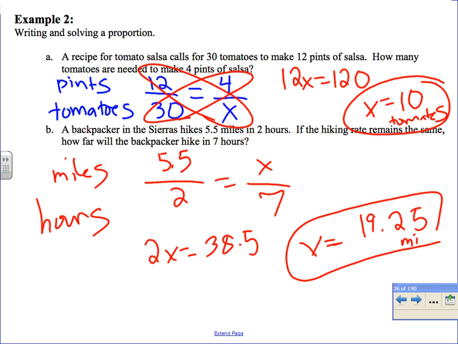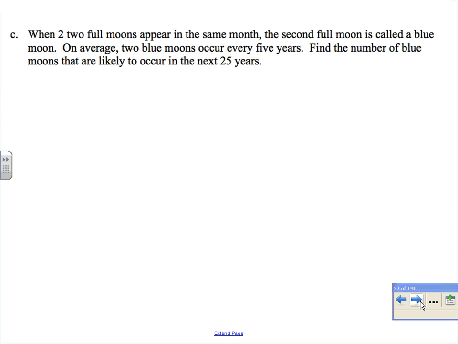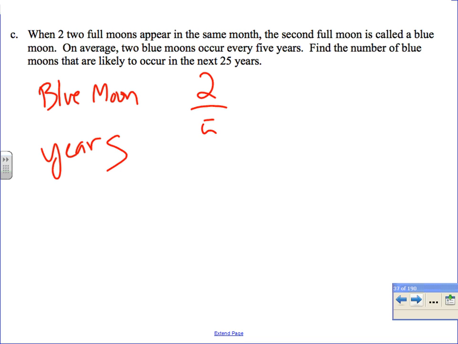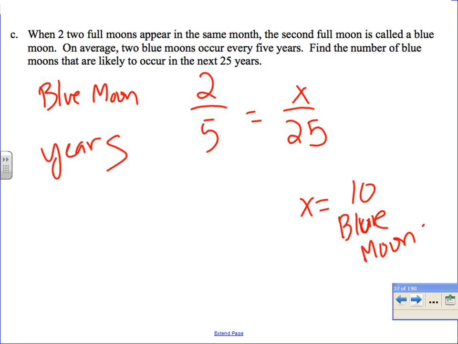Mary, what two things are we talking about in letter C? Good. Blue moons and years. Alyssa, what's the proportion you used for C? Yep. Awesome. Donatus, what did you get for your answer for letter C? Good. X equals 10 blue moons. Okay. Questions on C, and then I'll get to you, Justin.